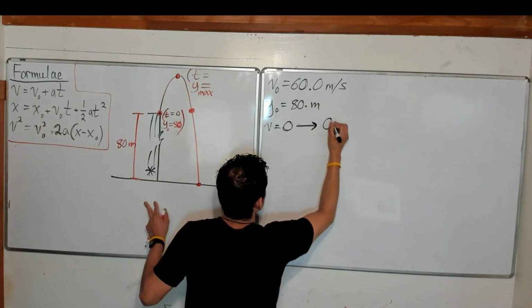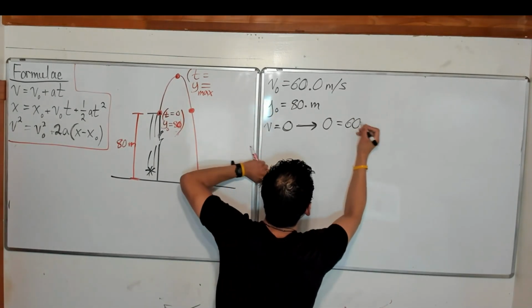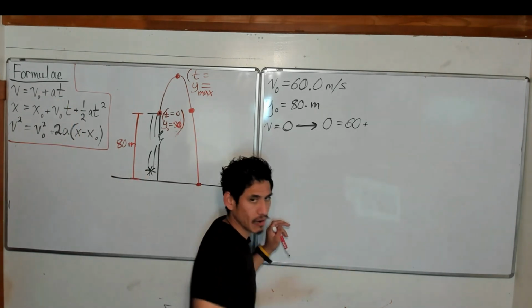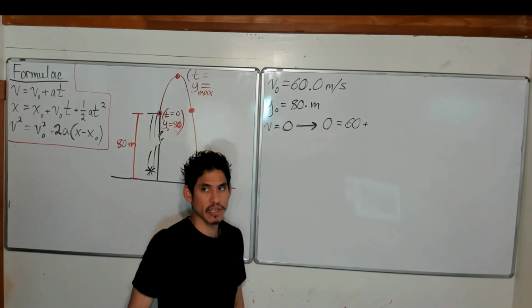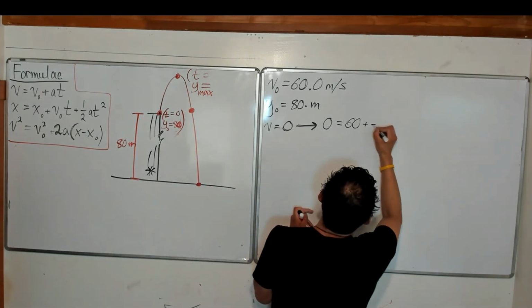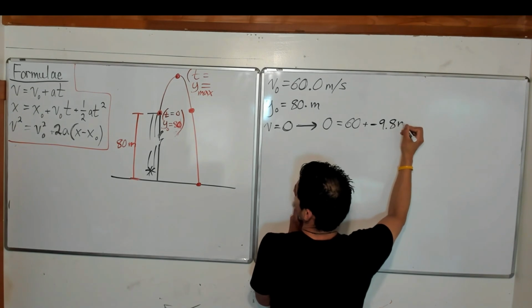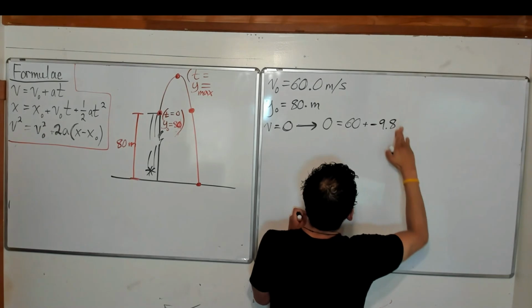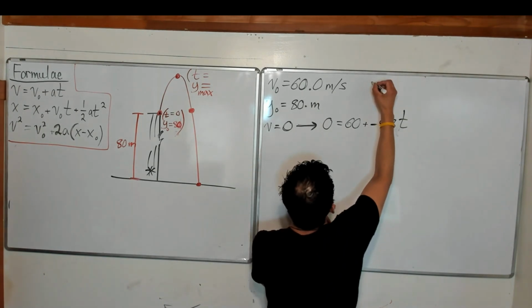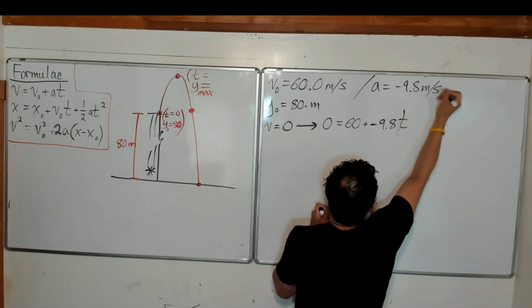So we have 0 equals the initial velocity, 60, plus the acceleration. And remember, projectiles are under the influence of gravity. So that means we're going to have an acceleration of negative 9.8 meters per second squared. That's usually the standard approximation. So we have negative 9.8 t. Let me put it to the side in case you need it: a equals negative 9.8 meters per second squared.